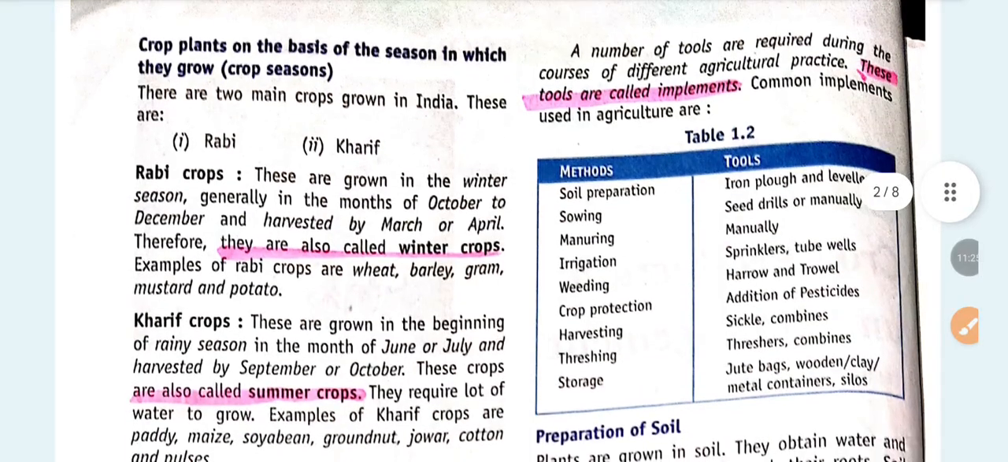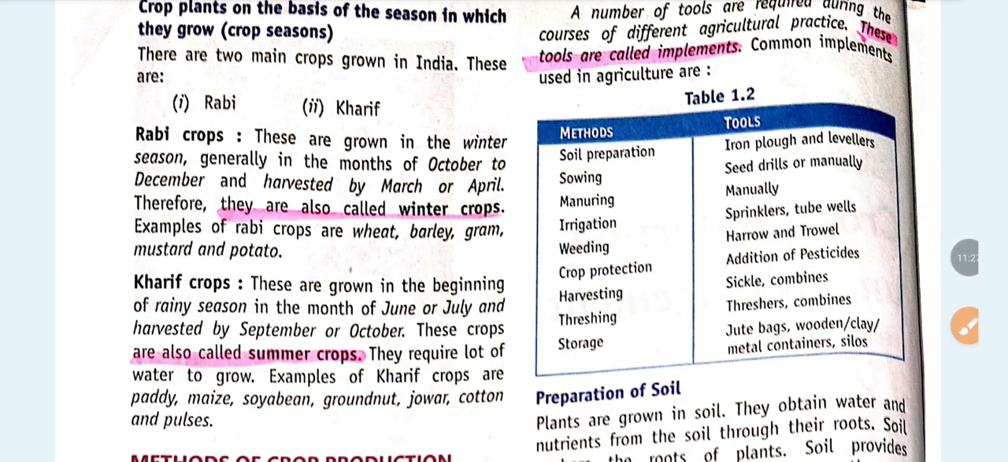And some crops are grown at the beginning of the rainy season, in the month of June or July, and harvested by September or October. These are known as summer crops because they are grown in the summer months, June or July. Hence, they are known as kharif crops. They require a lot of water. That's why they are grown in the rainy season, June or July, when the rains happen mostly. They require so much water to grow. Some common examples of kharif crops are paddy, maize, soybean, groundnut, jowar, cotton, and pulses.